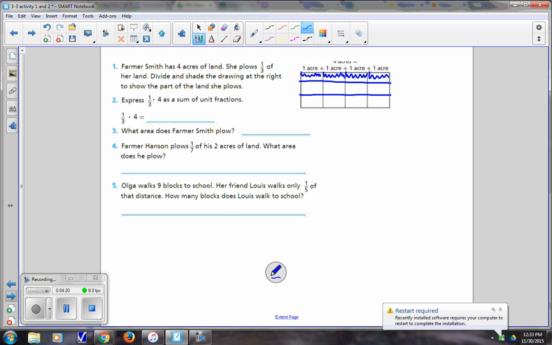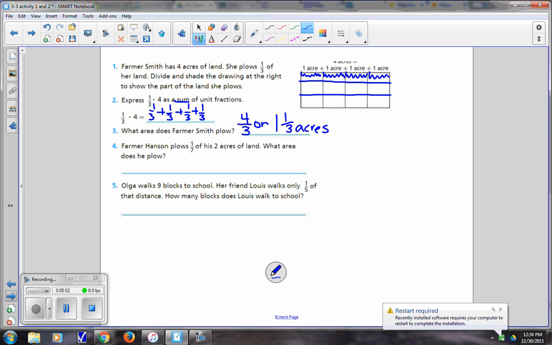so you have 1/3, express it as a sum of unit fractions. So you have 1/3 plus 1/3 plus 1/3 plus 1/3. You've seen that so much? What area does Farmer Smith plow? 4 parts of 3 acres. So that's an improper fraction, right? Or 1 1/3 acres. So 1 plus 1 plus 1 plus 1.